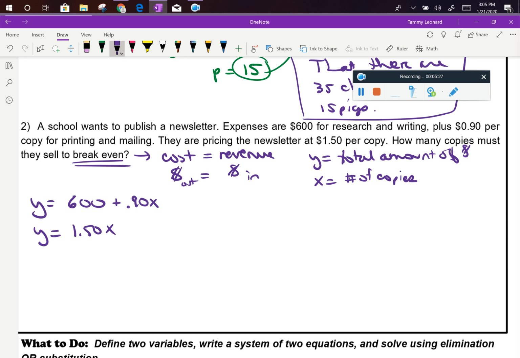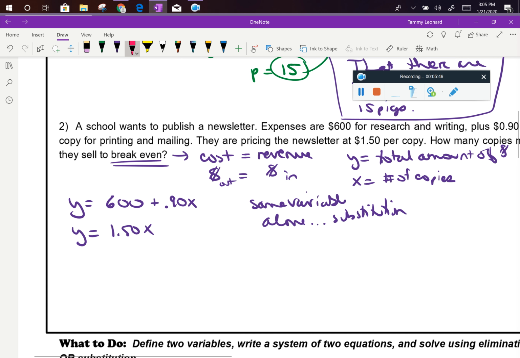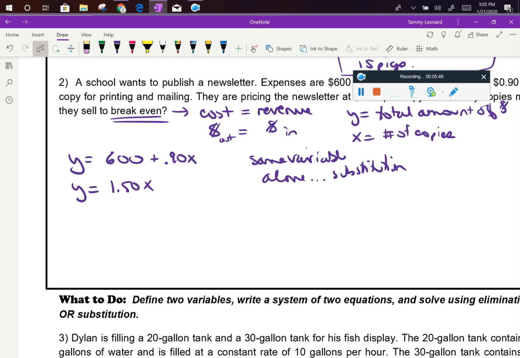Now, when I see two equations that are both set equal to the same variable, so I see the same variable alone, I always think of substitution. That's usually the easiest method in this type of problem. Now, if you really like elimination, you can get them into standard form and work on it that way, but most kids prefer substitution in this situation. See how I have two things that are equal to y? Well, that means I can take this 1.50x and it can replace the y in the other problem.